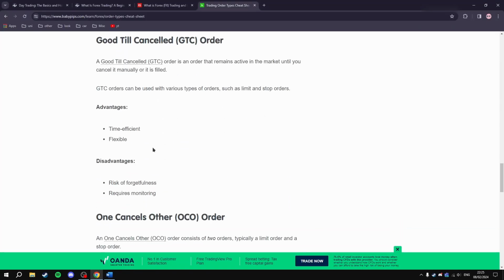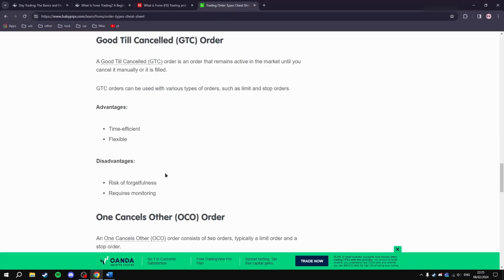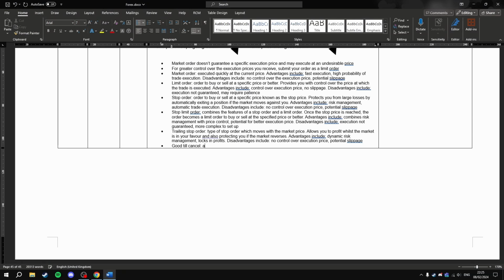Good till cancel order. A good till cancelled order is an order that remains active in the market until you cancel it manually or it is filled. An order which remains active in the market until you manually cancel it or it's been fulfilled.